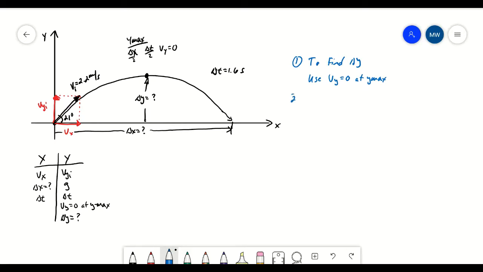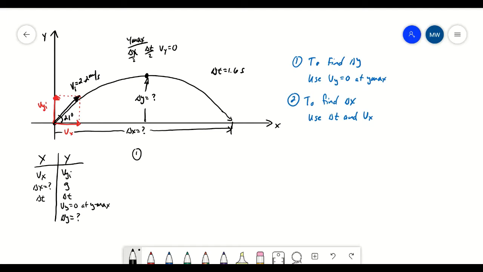And then the other thing that we need to do for this one is find delta x. To find our delta x, all we need to do is use our one equation, delta t, and we can use our Vx. All right, so now we have a plan for this. Let's do the first step. We'll just do this one over here.